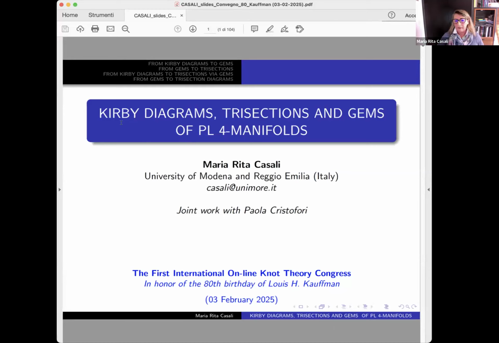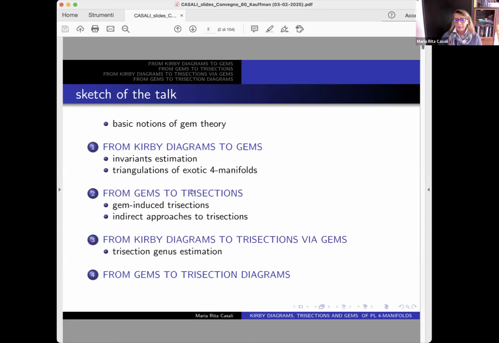There is the classical one via framed links and Kirby diagrams, the more recent one via trisections, originally introduced by Gay and Kirby in 2016, and, as a connection, the combinatorial one via edge-colored graphs encoding colored triangulations, usually called GEMs. This is the plan of my talk.